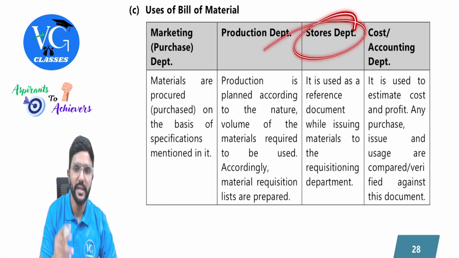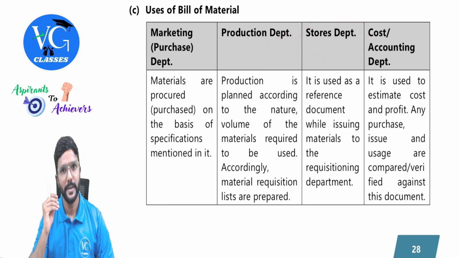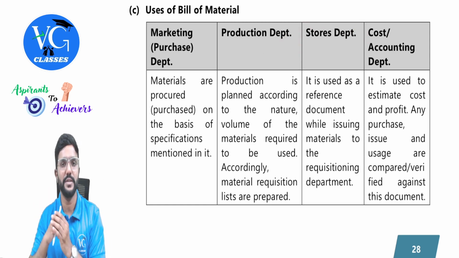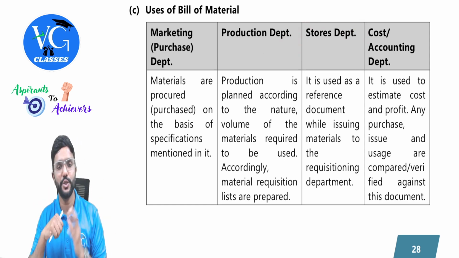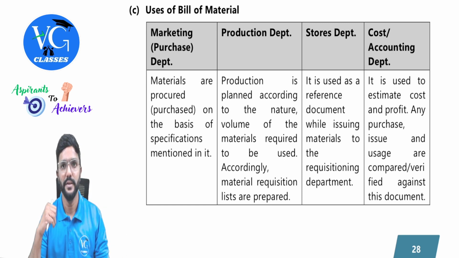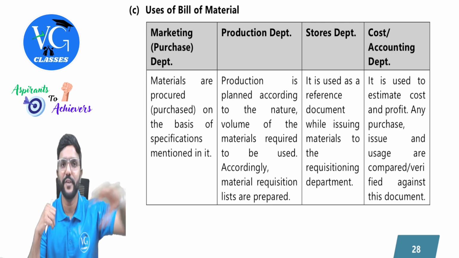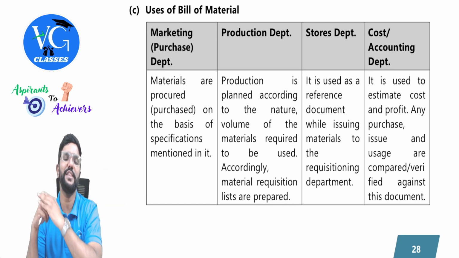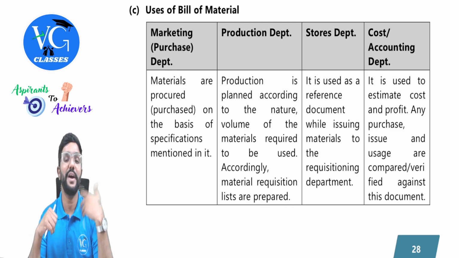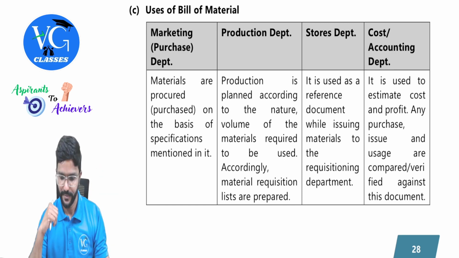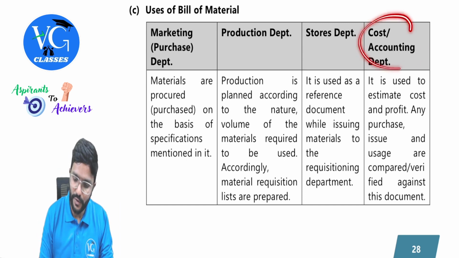Then the stores department, which stores the raw material. They should know, when issuing to the production department, what quantity and what kind of raw material has to be issued, because they might be handling different kinds of raw material, and the company might be producing different products with different production departments, P1, P2, P3. For whom what quantity and quality has to be issued, they should know. Then the last one is the cost accounting department.